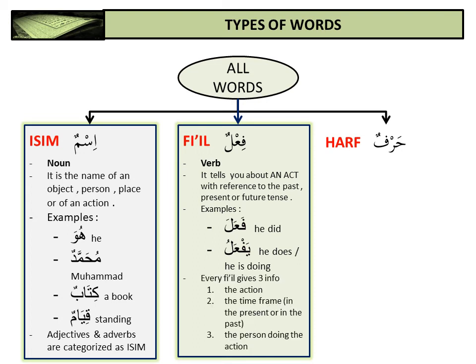So, dari setiap fi'il, kita boleh dapat 3 information. Yang pertama, apakah perbuatan itu? Yang kedua, bila perbuatan itu dilakukan, sama ada in the present or in the past. Dan yang ketiga, siapa yang buat? Sebab dalam setiap fi'il ada pronoun atau kata ganti diri di dalam tu.